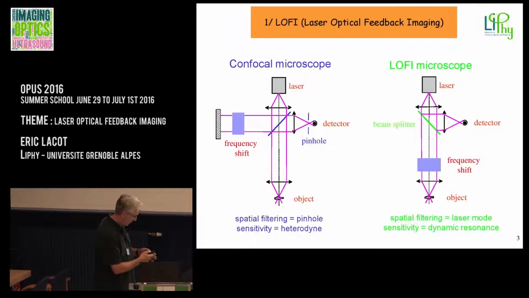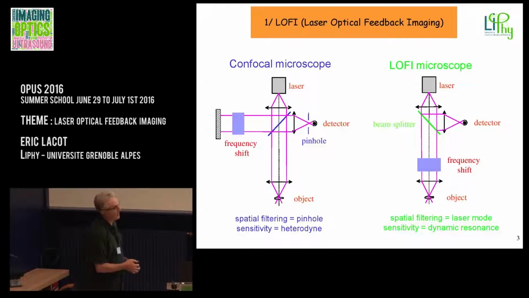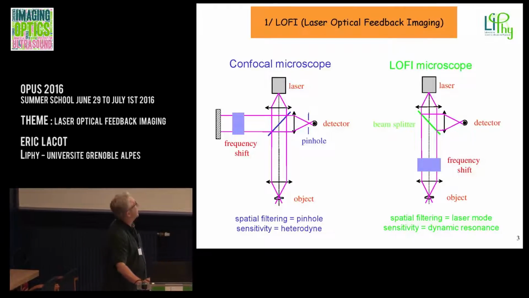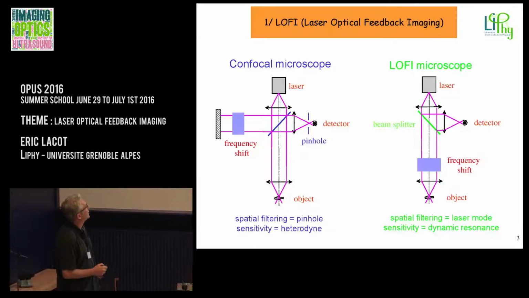So to start, Lofi means laser optical feedback imaging. Here you have a direct comparison between a heterodyne confocal microscope, which is a Michelson interferometer, and here you have our Lofi microscope. The main difference between these two microscopes comes from the beam splitter orientation. For the confocal microscope, the light which is reflected by the object is also reflected by the beam splitter and goes directly to the detector.